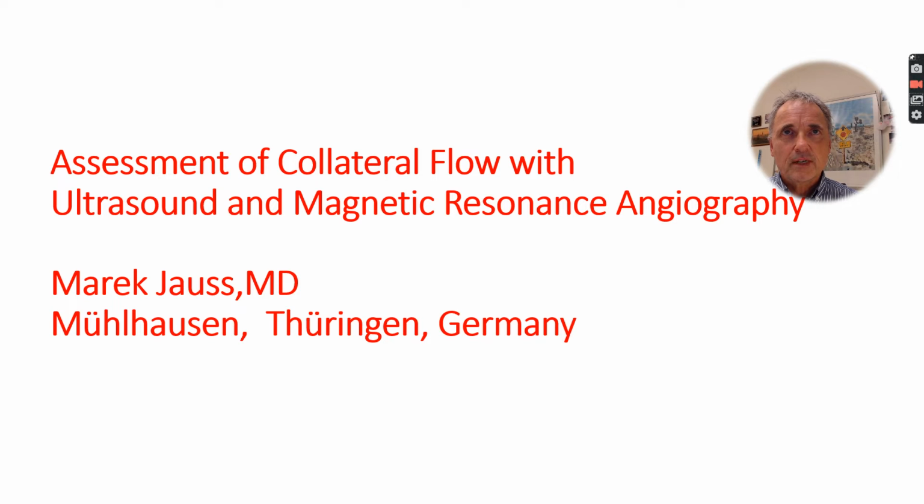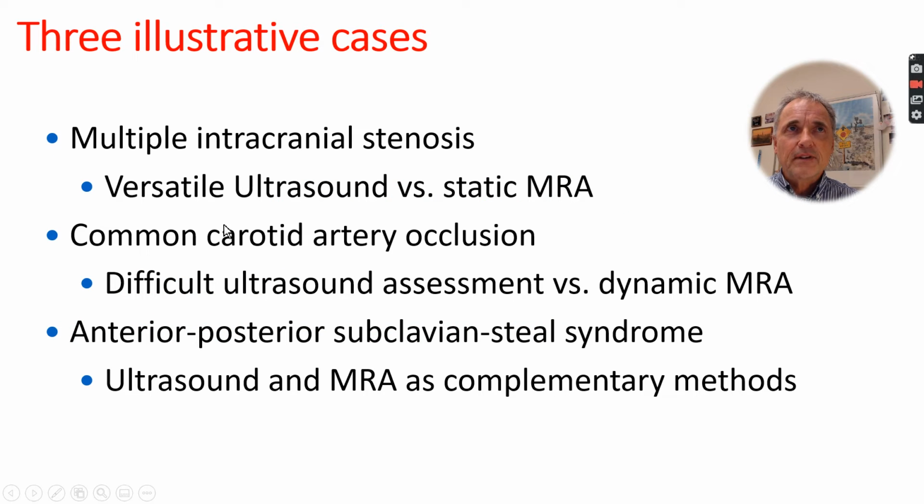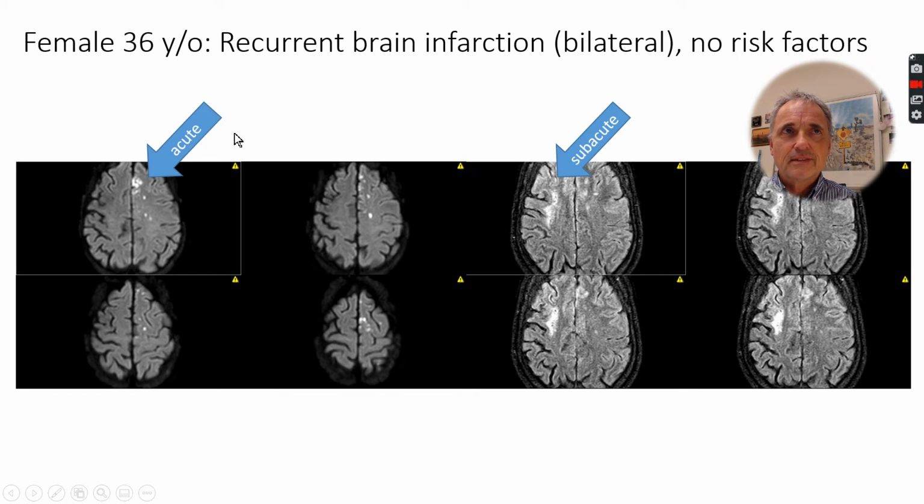So I talk about assessment of collateral flow, and I want to talk about the complementary value of ultrasound and magnetic resonance angiography. I have three illustrative cases. The first case has multiple intracranial stenoses, where I will compare ultrasound with static MR angiography. Then I have a patient with a common carotid artery occlusion, with an interesting introduction of dynamic magnetic resonance angiography, so-called 4D MRA. The last example is anterior posterior subclavian steal syndrome, and I show you how MR angiography can help in the assessment of difficult cases.